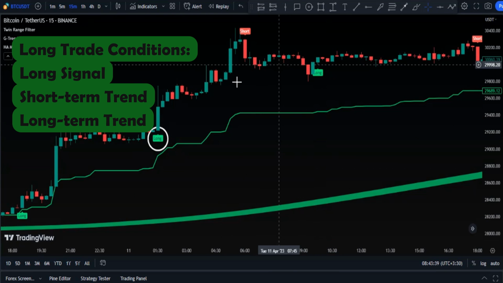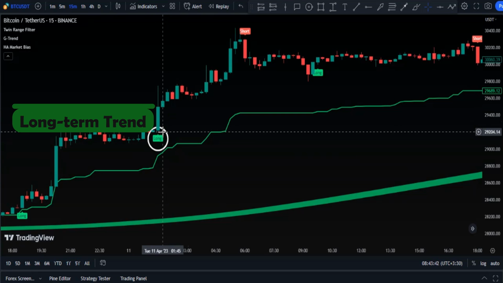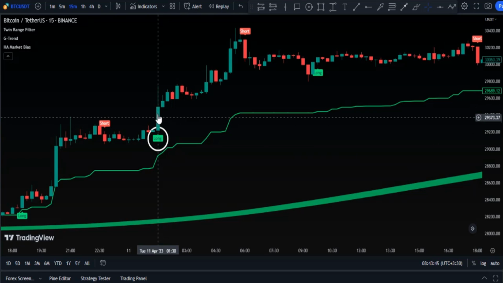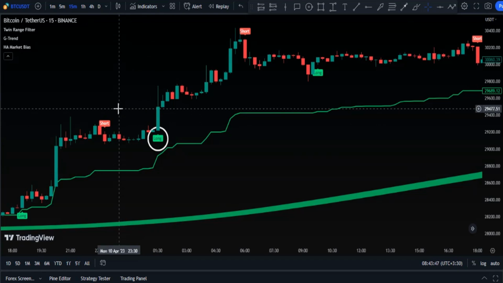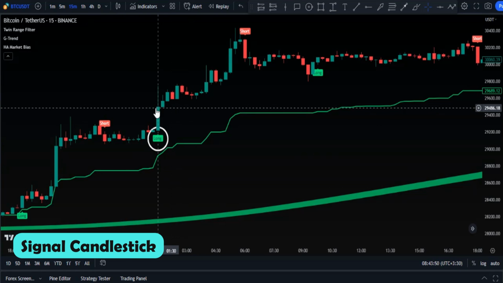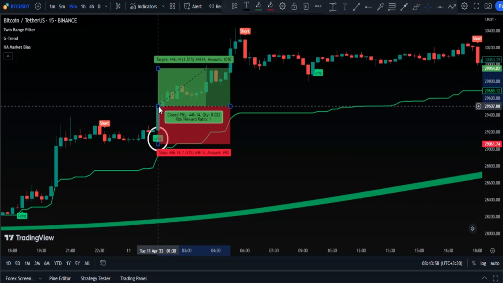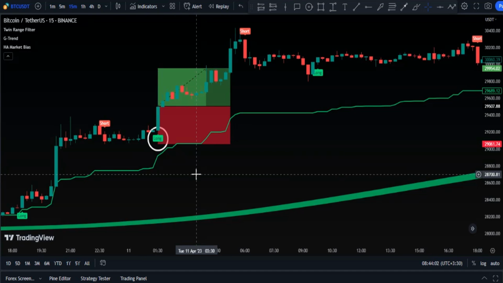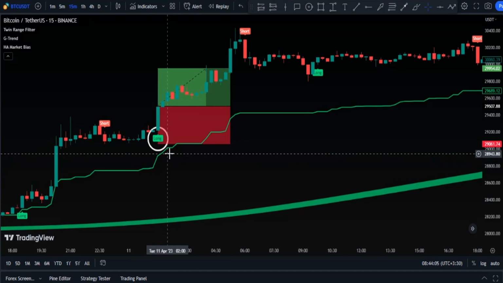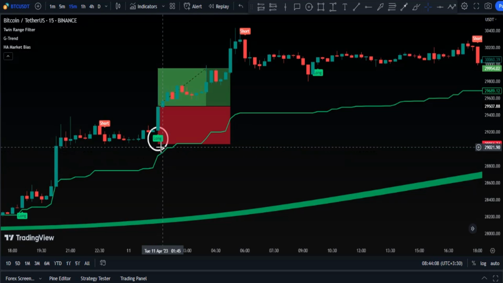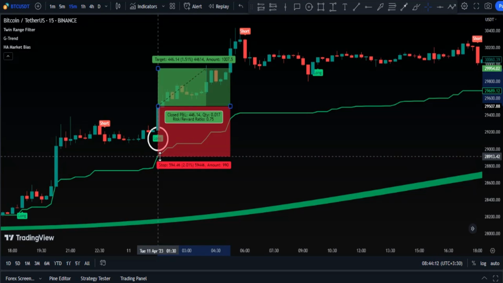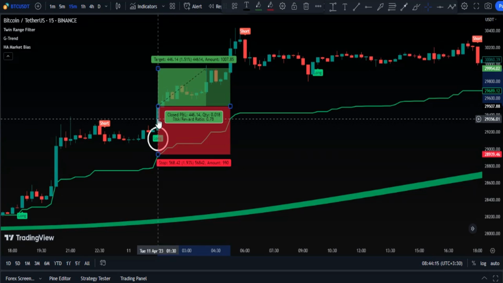For this, the price must be above the market bias indicator and the graph of market bias itself has to be green. If all these conditions are met, the candlestick below which the long signal has been given would be considered a signal candlestick, and with this candlestick closing, we would be able to enter a trade at its closing price. So I open a long trading position at the signal candlestick's closing price, and for adjusting my stop loss I could use the G-Trend indicator and set my stop loss to the G-Trend's graph. So I set the stop loss to here, the point on the G-Trend graph exactly below the signal candlestick.